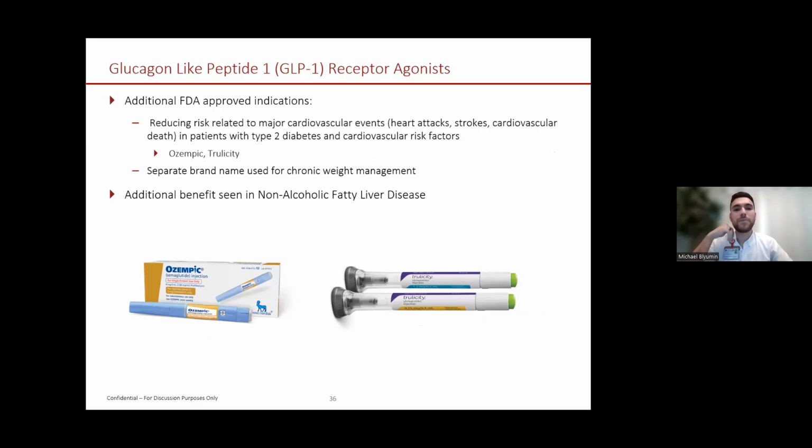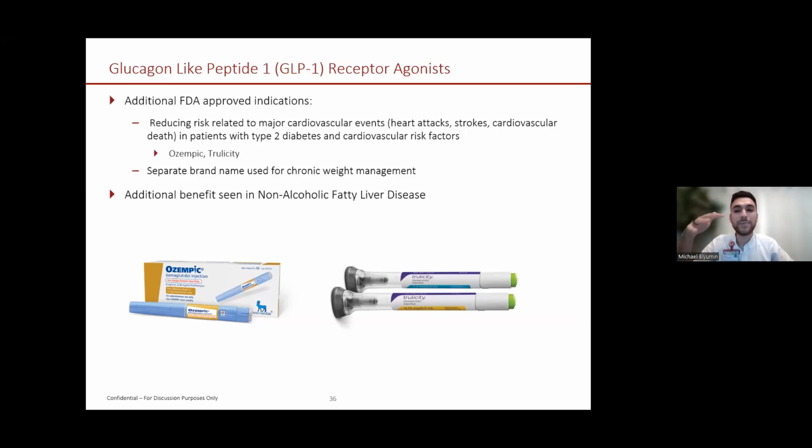Next, we have our glucagon-like peptide 1 receptor agonists, or GLP-1 receptor agonists. These have also 2 additional FDA-approved indications, specifically for this class of medication that's used in diabetes, so Ozempic, Trulicity, Victoza. It helps reduce risk related to major cardiovascular events, similar as we saw with SGLT2 inhibitors.